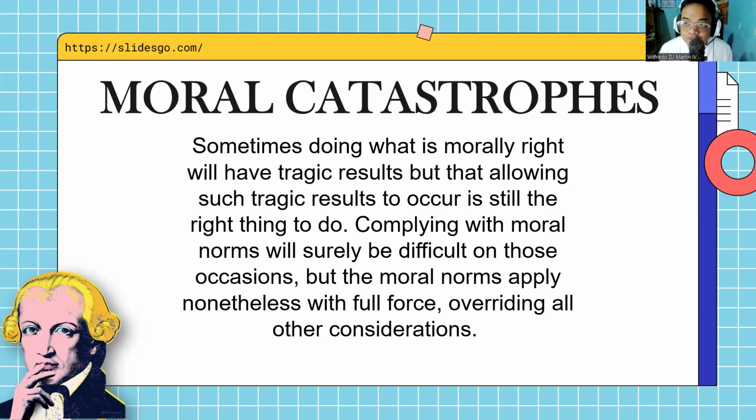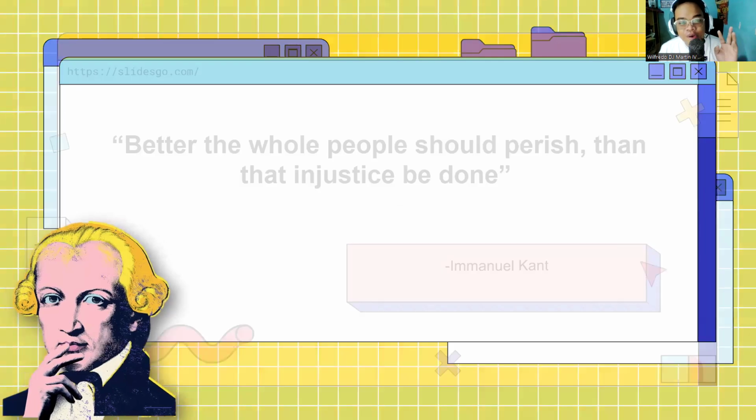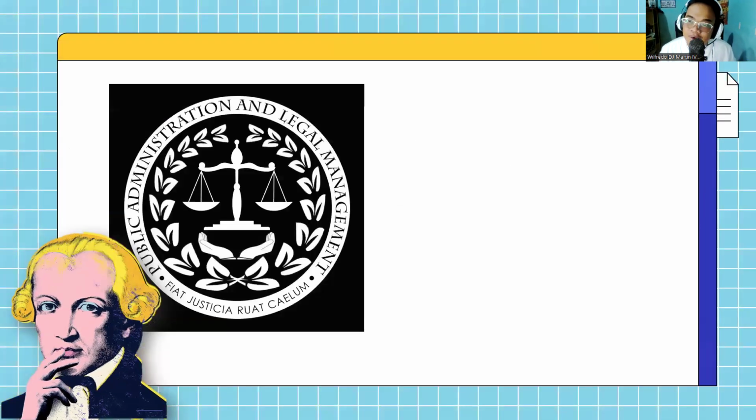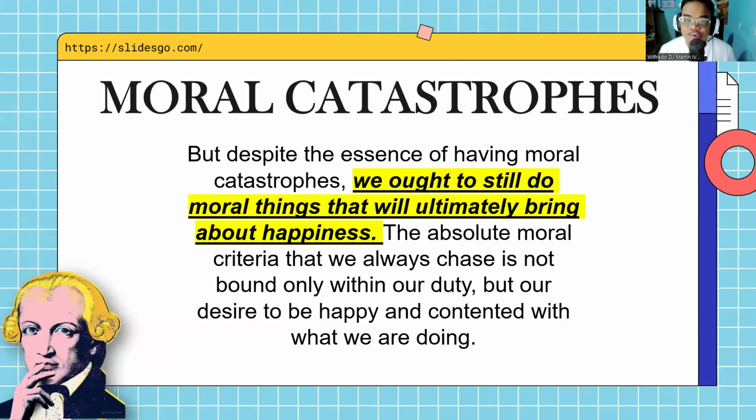So for a deontologist, wala kang choice kundi be absolutely following the rules. Sabi nga yan, no, better the whole people should perish than injustice be done. Same is true dun sa aming quote, di ba? Sa aming dating organization na Palm Legis, that justice be done though the heavens may fall. So medyo absolutist siya. But despite the essence of having moral catastrophes, we ought to still do moral things that will ultimately bring about happiness. Yun naman yung point ni Immanuel Kant.